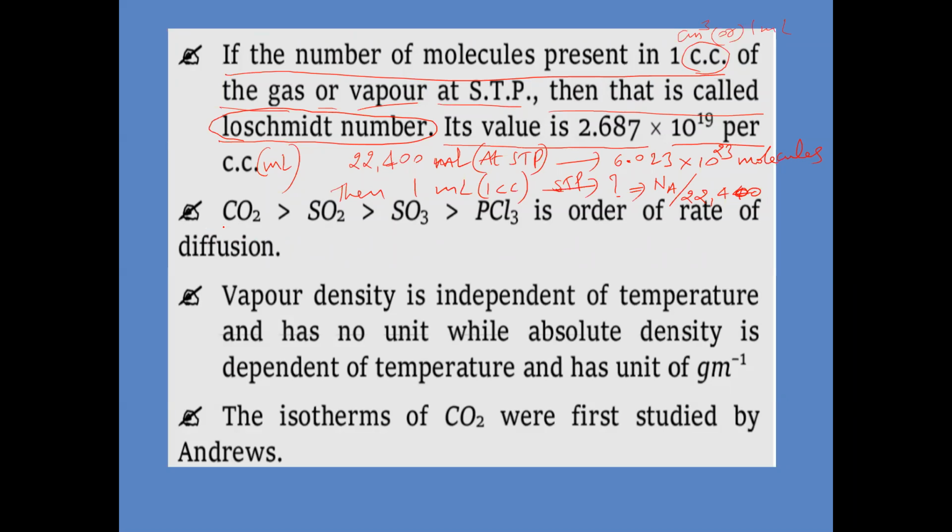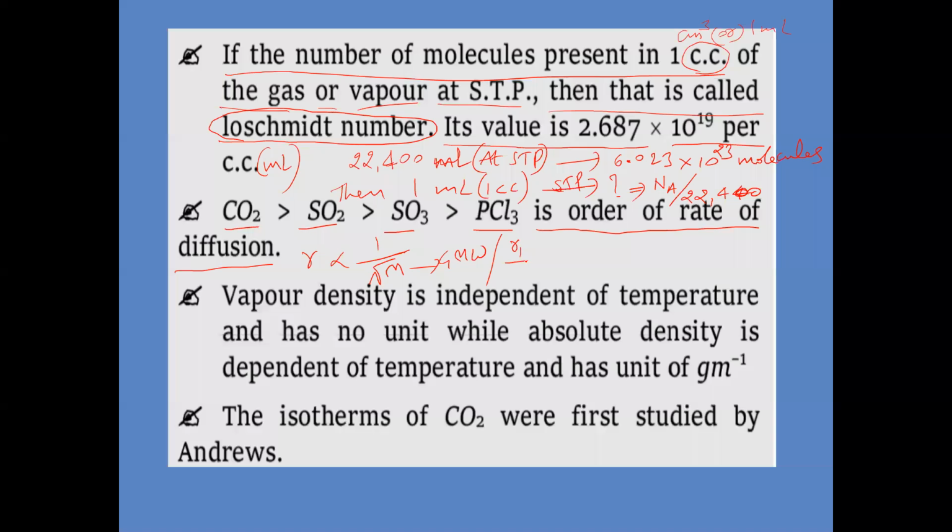Next, CO2 greater than SO2 greater than SO3 greater than PCl3 is the order of rate of diffusion. Rate of diffusion is inversely proportional to the square root of molecular mass, where M is the gram molecular weight. And we already discussed the rate of diffusion.